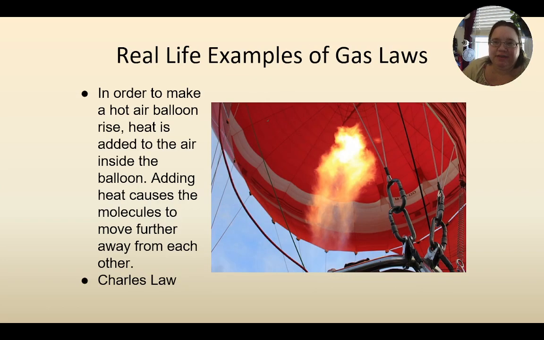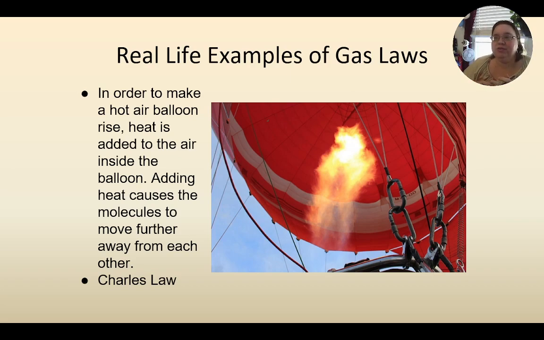So, some real life examples of gas laws. Don't know if you guys have had the opportunity to see the hot air balloon that likes to wander around the area. But if you've ever been on one, in order to make a hot air balloon rise, they have to put hot air in the balloon. Well, air that's been heated is less dense.